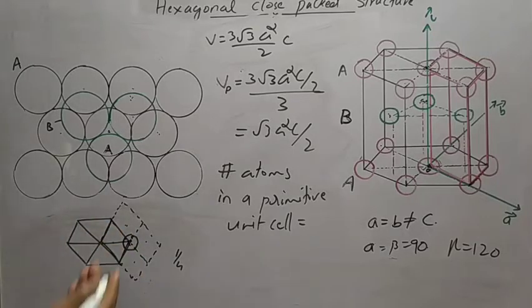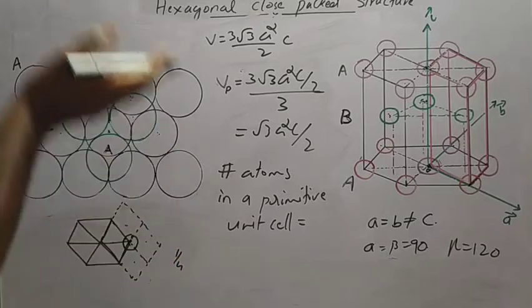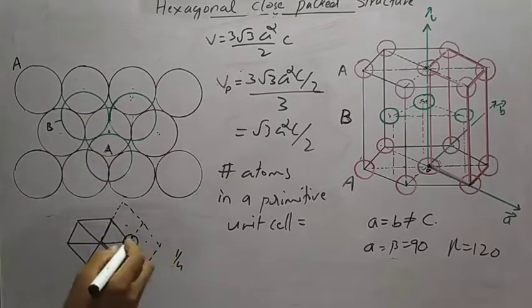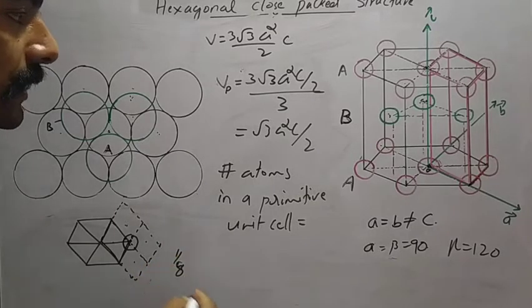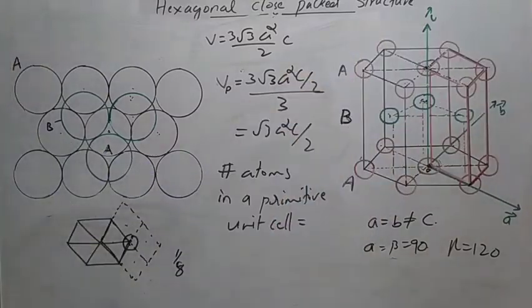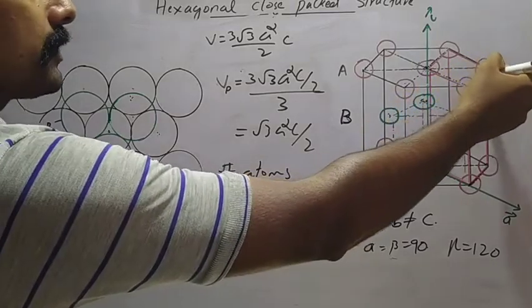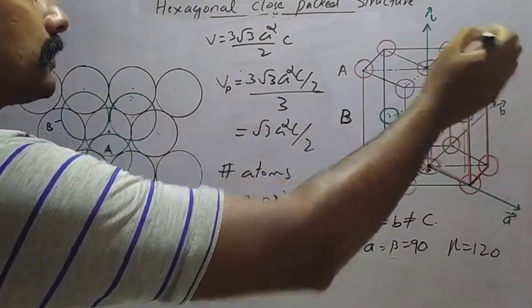In 3 dimensions, there are 4 primitive unit cells on the lower side and 4 primitive unit cells on the upper side. So there are a total of 8 primitive unit cells. 8 primitive unit cells share one of the atoms in the primitive unit cell. That means 1/8 portion of this atom is included in the volume of this primitive unit cell.